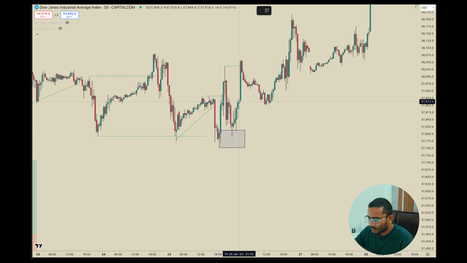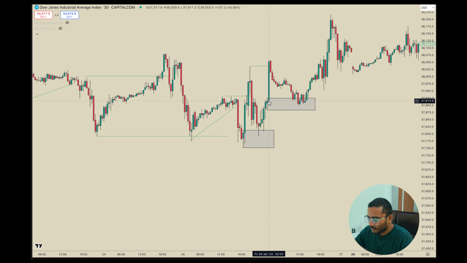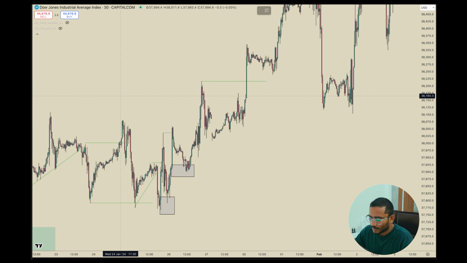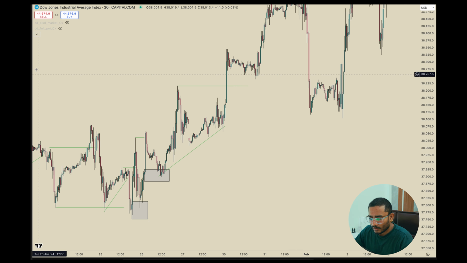Second, there is imbalance. There is an order block over here. As we can see, there is no liquidity sweep. Maybe there will be on a lower time frame. Again, price broke the structure to the upside. Price has created all this liquidity to the downside. Again, there is an order block.